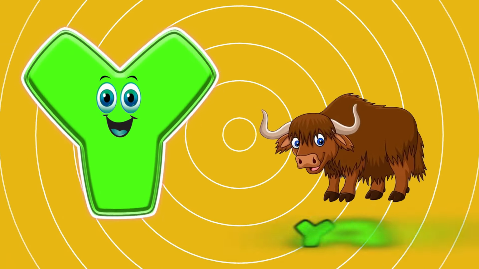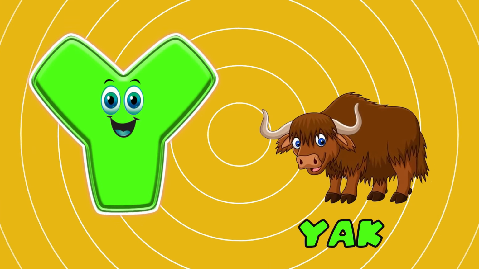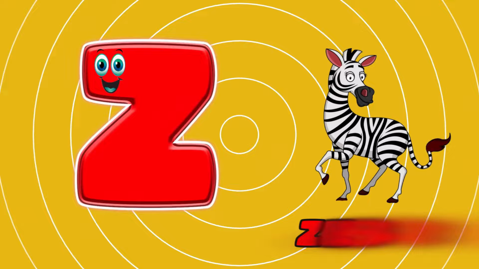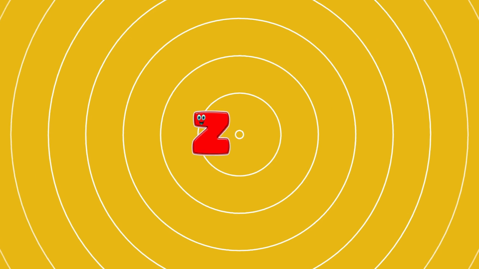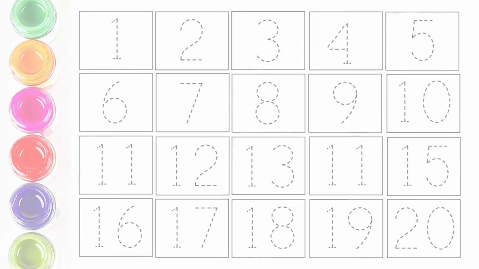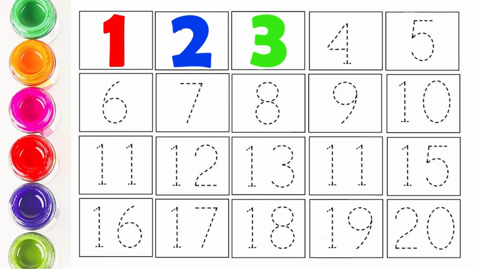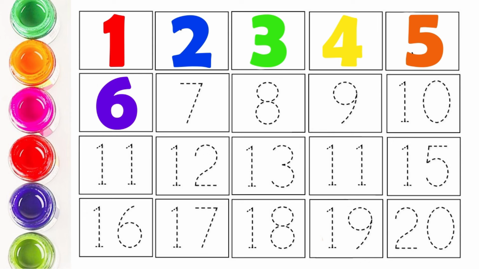Y is for yak, y, y, yak. Z is for zebra, z, z, zebra. Let's learn 1, 2, 3. 1, 2, 3, 4, 5, 6.